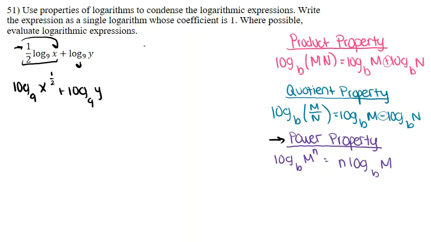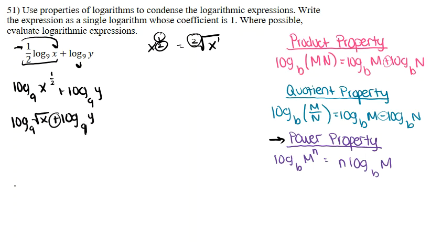So we remember that any number raised to a fraction with a 1 in the numerator and a 2 in the denominator is going to be a square root, because the term in the radical is always raised to the first power, and if not otherwise stated, the radical has a 2 right here. So this is actually going to be rewritten as log base 9 square root of x plus log base 9 of y.